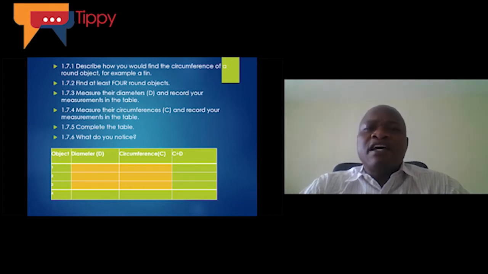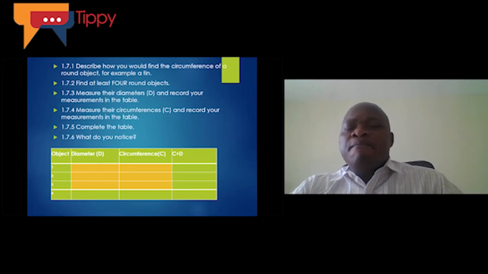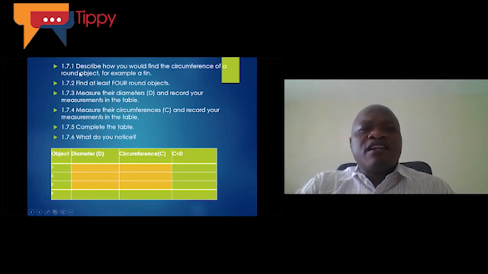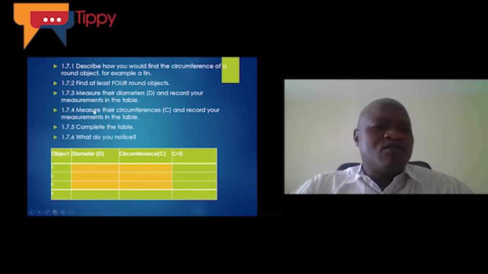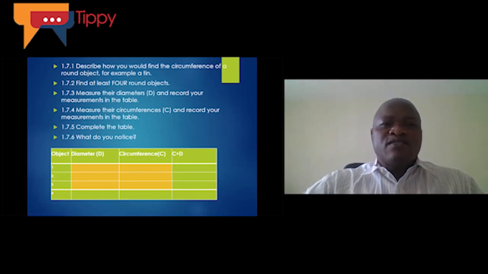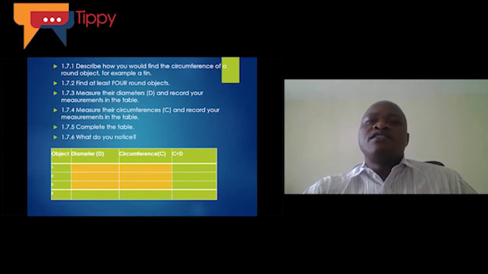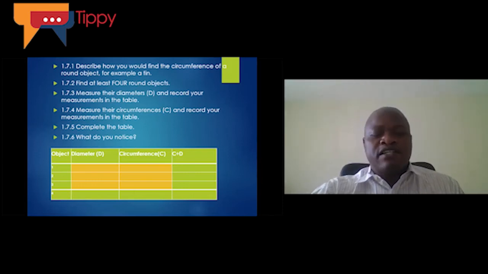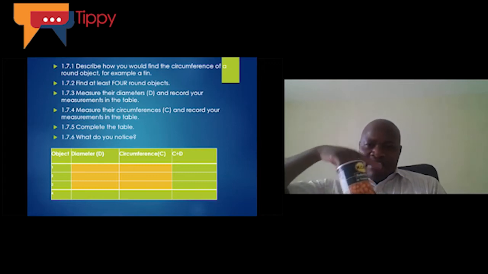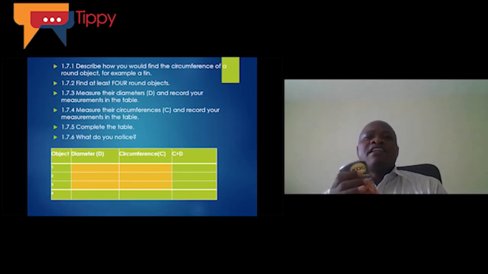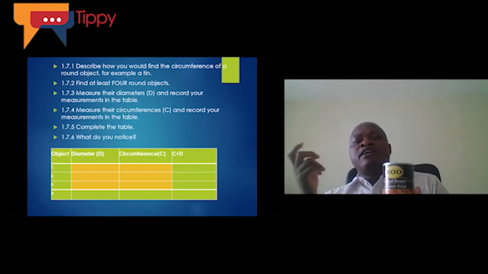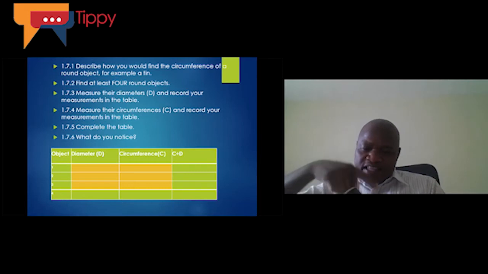The next question, measure their circumference and record your measurement in the table. Because this question has been asked already, I'm not gonna attempt to answer it. Question is 1.7.1, describe how you would find the circumference of a round object. With me here, I've got that example. We're talking about this circumference. So you're going to explain to us how you would find that circumference, okay? How would you explain this to your learners? How would you and your learners measure the circumference, right?